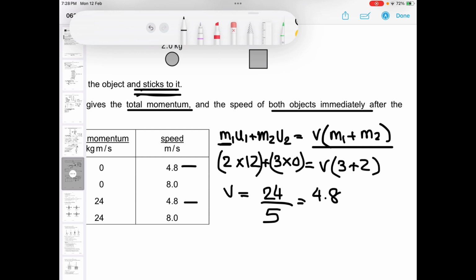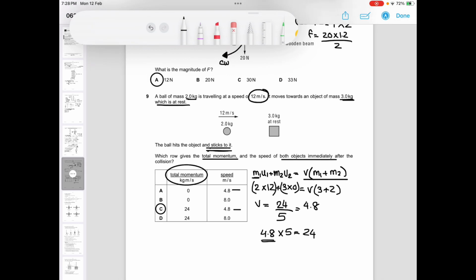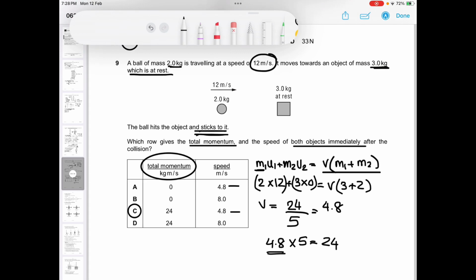4.8, so it's either A or C. Total momentum in kilogram meters per second. It wants the total momentum of the objects, and that is 4.8 times the total mass, 5, which equals 24. The answer is C.